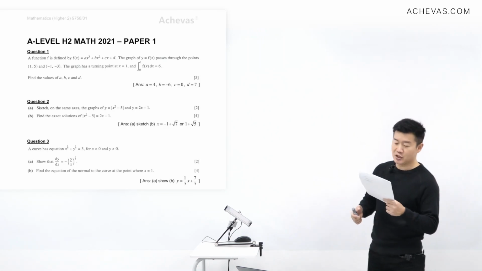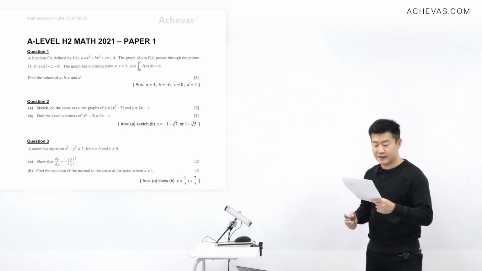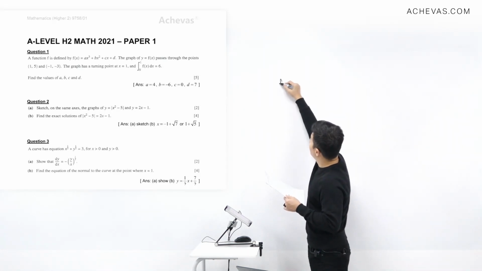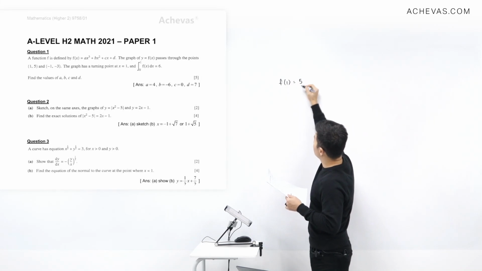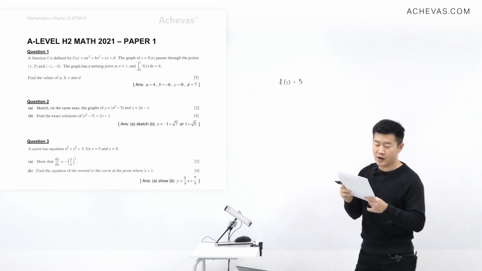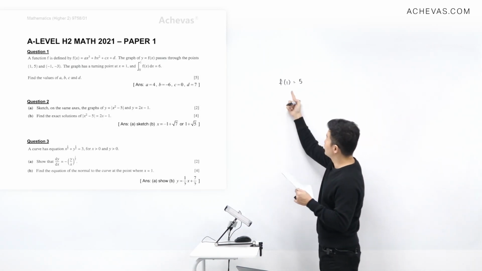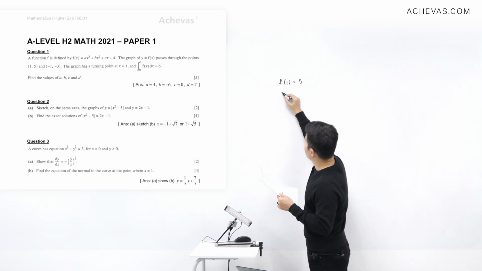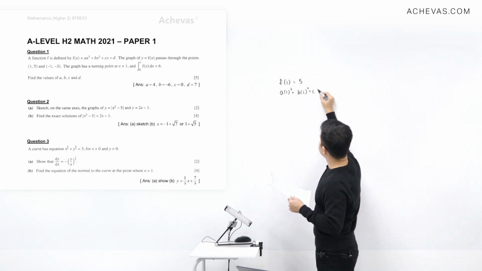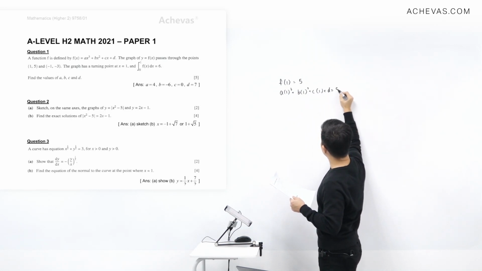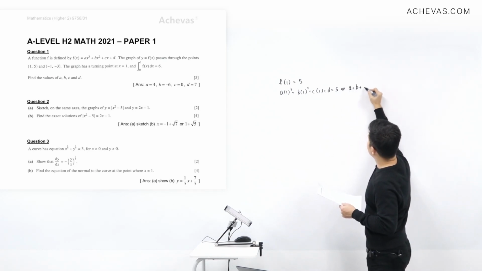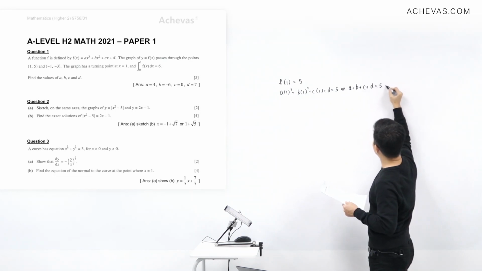The first piece of information is that the graph of y is equal to f(x) is going to pass through the point (1, 5), which means that f(1) is going to be equal to 5. When x is equal to 1, y, which is f(x), is going to be equal to 5. If I substitute 1 into the expression for f(x), we get a times 1 to the power of 3 plus b times 1 squared plus c times 1 plus d, equal to 5. This gives me my first equation: a plus b plus c plus d is equal to 5.